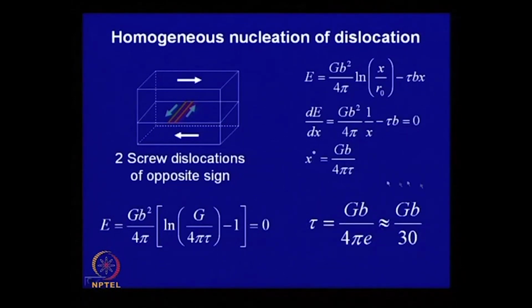It is impossible. This also says that a perfect crystal will be very difficult to deform, because to create a dislocation there, you need to apply very high shear stress. So, since homogeneous nucleation of dislocation is impossible, then what are the dislocation sources in a real crystal?